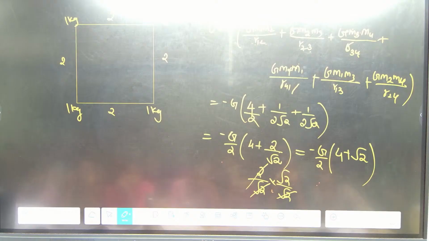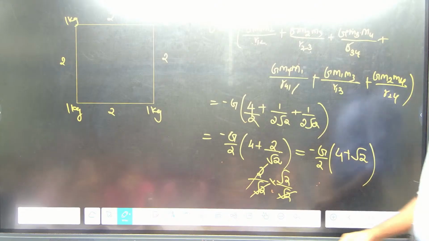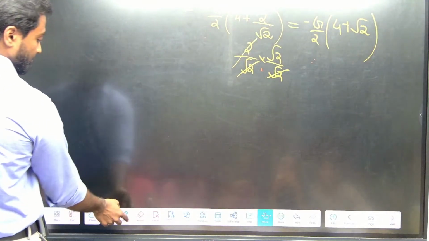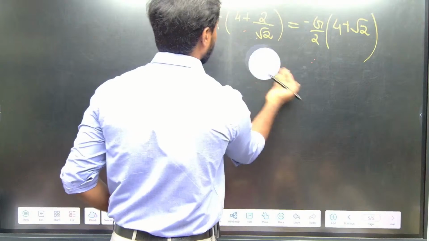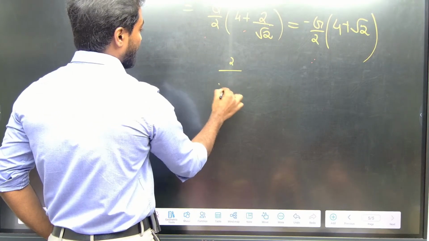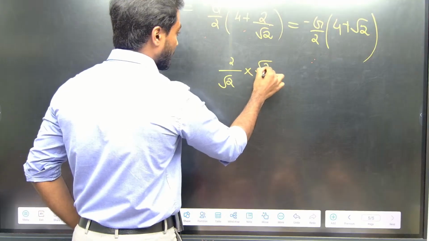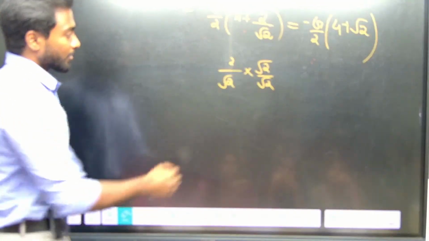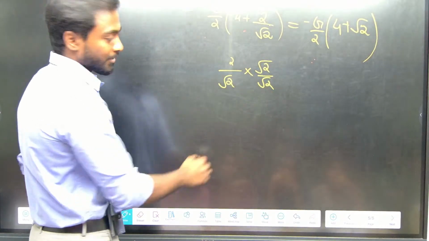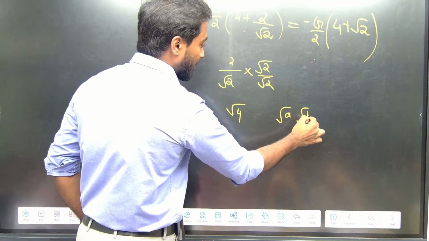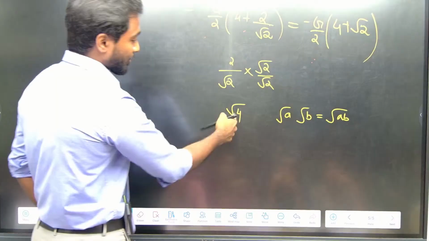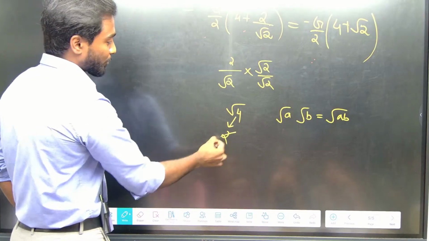Correct? Not getting which one? This step. So 2 divided by root 2, I can multiply by root 2 and divide by root 2. So root 2 into root 2, no? So it is root 4. Root A, root B can be written as root AB. So root 4 value is 2. Now these 2 and these 2, can I cancel it out?